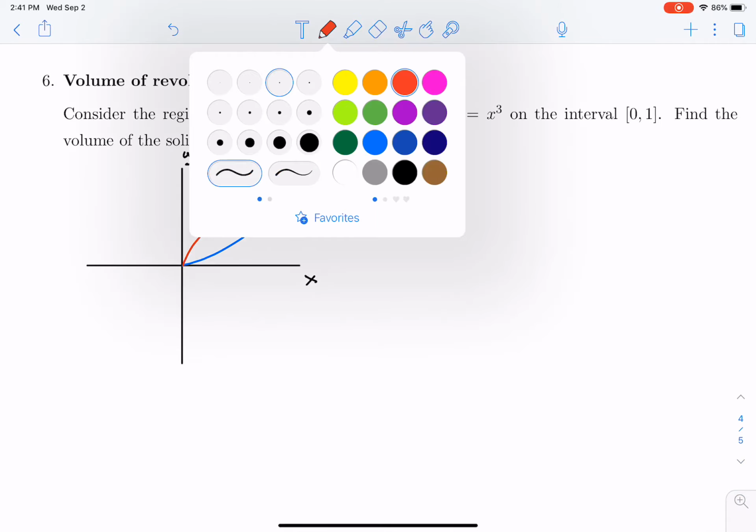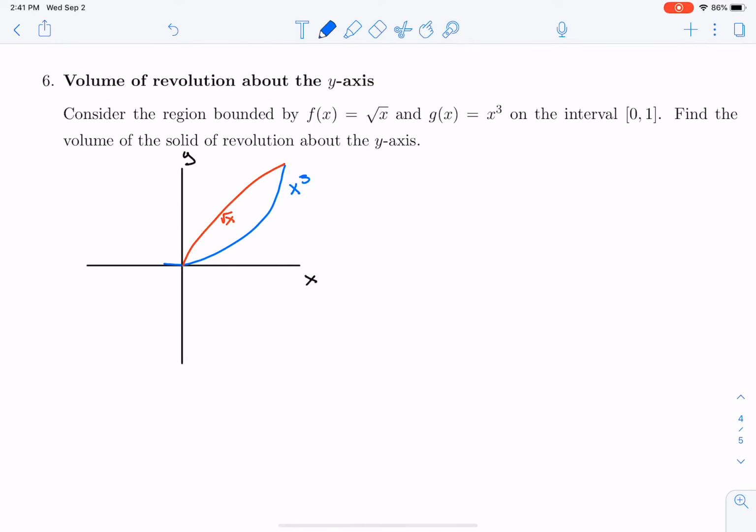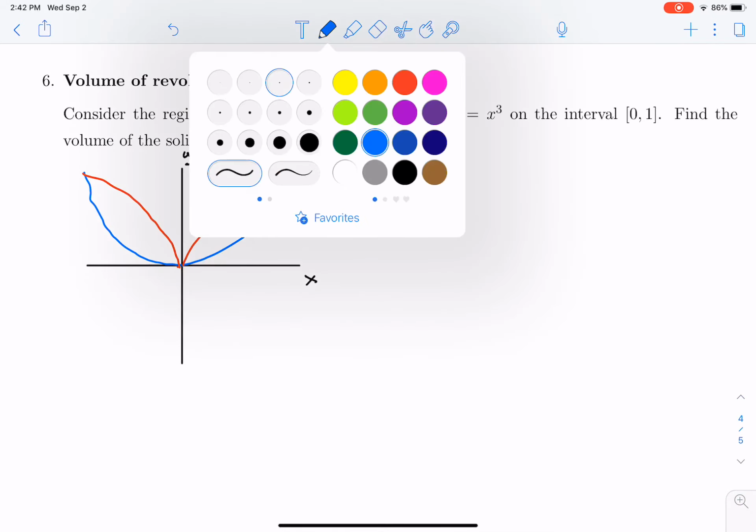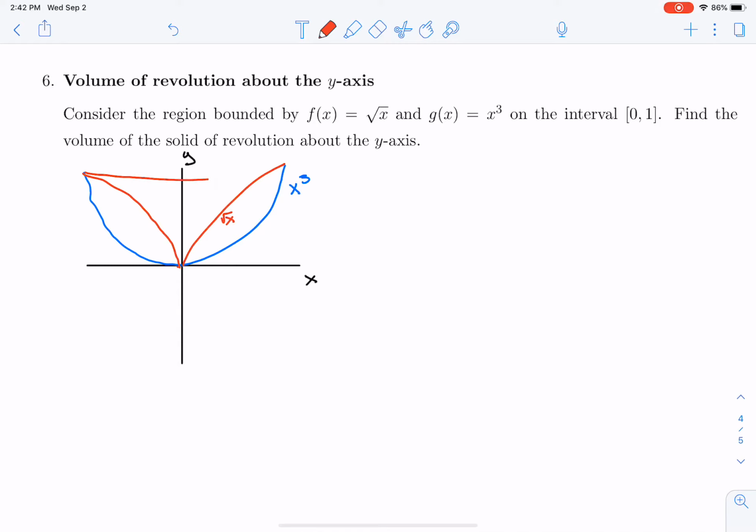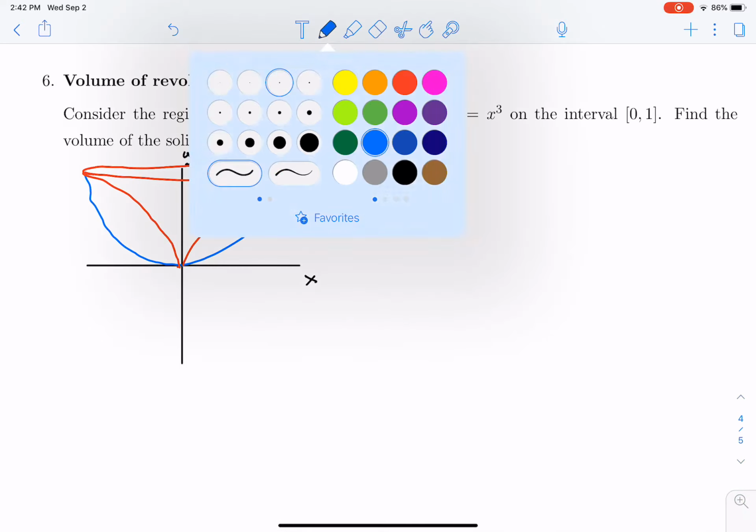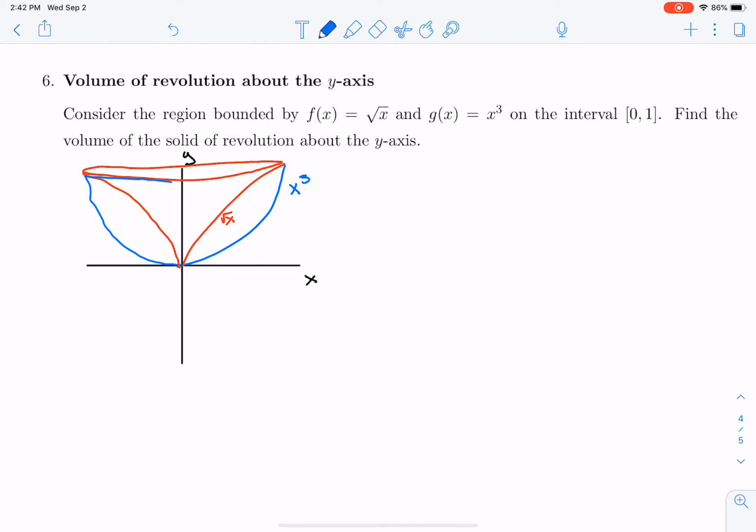So we're going to rotate this around the y-axis now. And what that does is it makes this interesting kind of bowl shape. So I'm going to imagine that I essentially have a big bowl created by x cubed, right? And then I've taken out the red piece that you see there. So maybe I'll show these together.